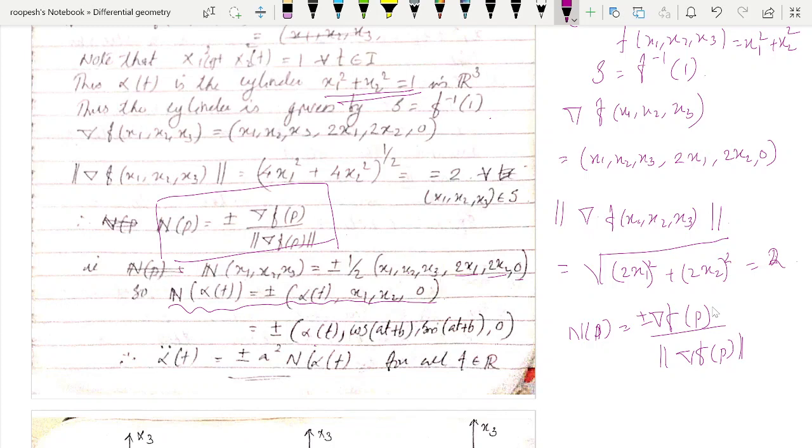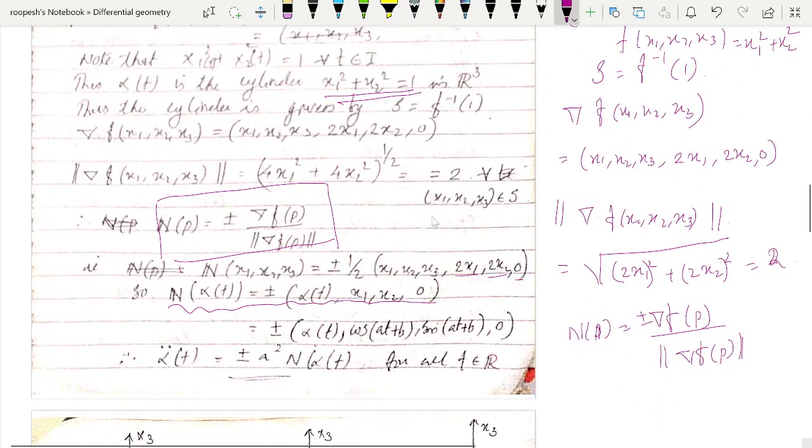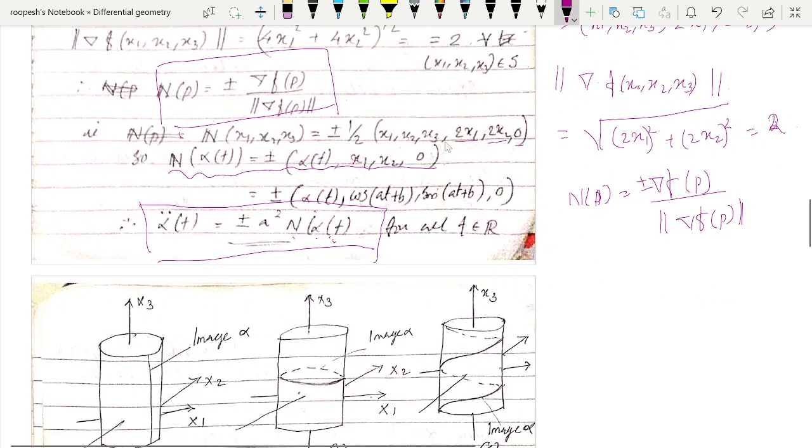Okay. Now if this is the normal, then we have already calculated and kept the x double dot. So x double dot is minus a square cos at plus b, minus a square sin at plus b. Can you combine these two, or can you connect these two? Will it be a multiple? What is x1? x1 means cos at plus b, sin at plus b. So what we are getting is x double dot is equal to plus or minus a square into n of alpha of t. Just compare this and this, you will get plus or minus a square into n of alpha of t. That means your x double dot belongs to the normal space. That means alpha is a geodesic.